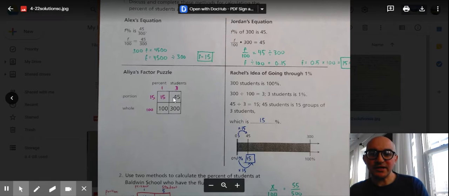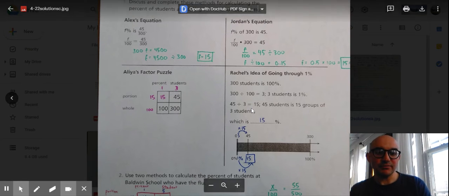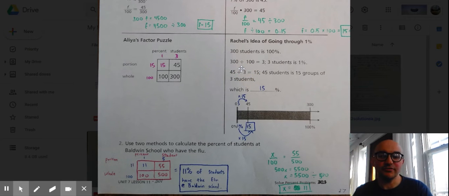Aaliyah chose a factor puzzle. So I say, well, what times what equals 100? What 2 factors multiply together to find 100? It's 1 times 100 in this case. And what factor then multiplies by 100 to get 300? It must be 3. And here, 3 times what equals 45? It must be 15. So then 1 times 15 gives me 15. So we're getting 15 every single answer. We're just choosing different methods to solve it. Everyone's brain is different, so there are lots of different ways we solve math problems.